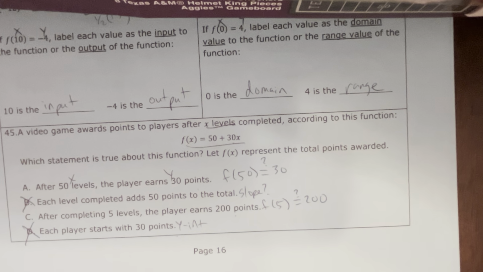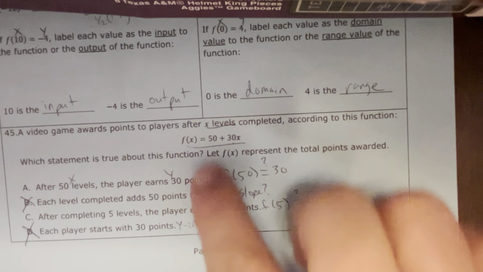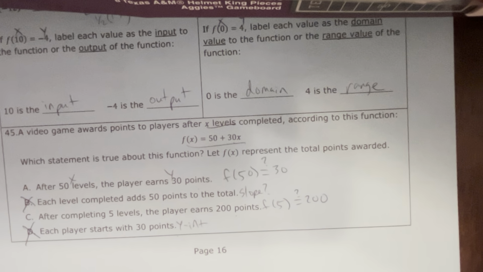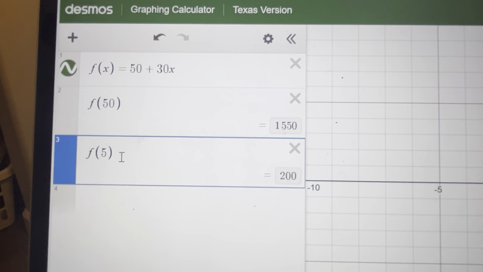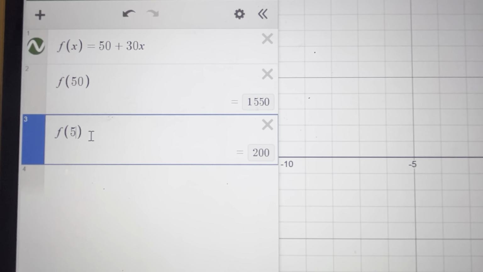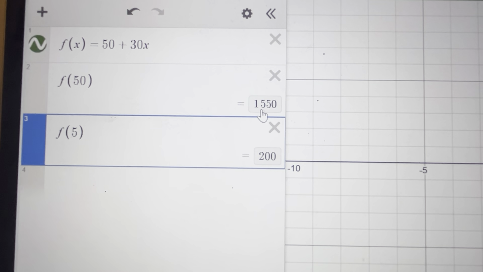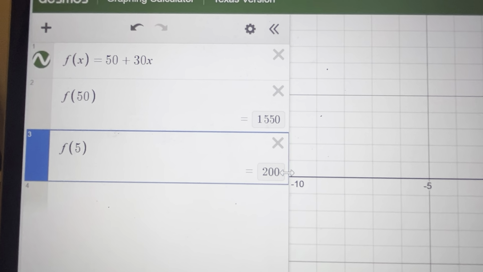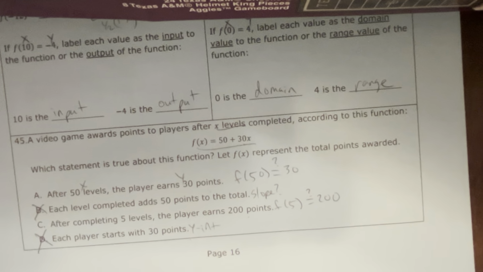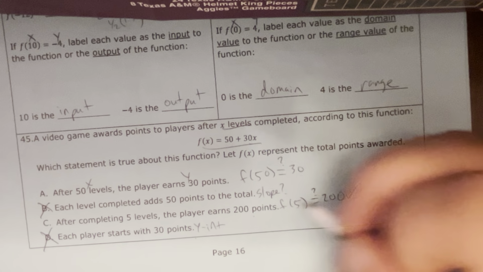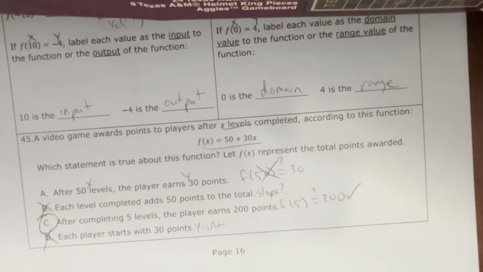I'm going to go ahead and pause, go into Desmos, and put this in just like we did up here. All right, so here we go. Again, we're going to look: is f of 50 equal to 30, or is f of 5 equal to 200? One of those has to be true. I put into Desmos f of x equals 50 plus 30x, just like it was on the paper. f of 50 is 1,550. That is not 30. f of 5, though, is 200. And so f of 5 is the correct answer. That one's correct, that one's not. So C is the correct answer.